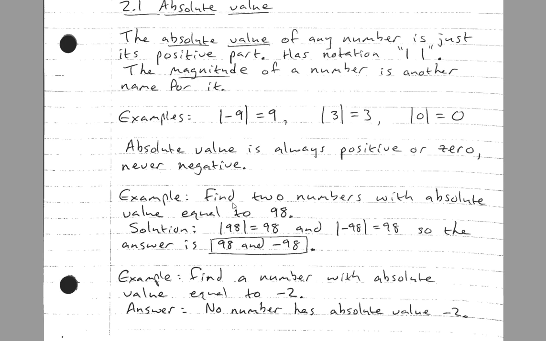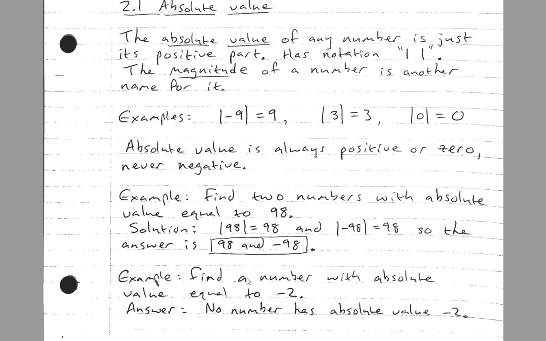Some examples of that. Find two numbers with absolute value equal to 98. Well, the absolute value of 98 is 98. And if you look at negative 98, that has the same absolute value. Okay, so there are exactly two numbers that have the absolute value we're looking for, 98 and negative 98.